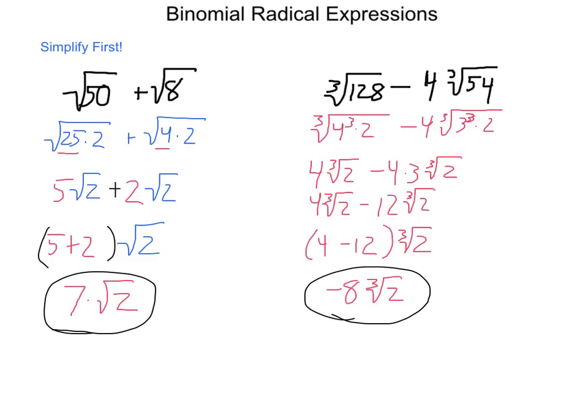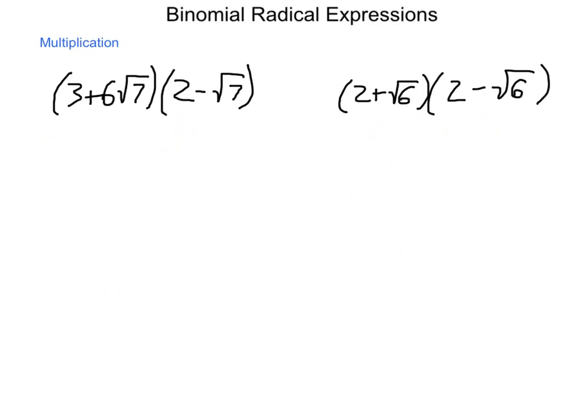Now, adding and subtracting binomial expressions is a start, but we can also go a little bit further and begin to multiply and divide. So with multiplication, if I have the binomial 3 plus 6 square root 7, and I'm multiplying that by 2 minus the square root of 7, I can simply FOIL this out in order to get a simplified form. So 3 times 2 is 6.